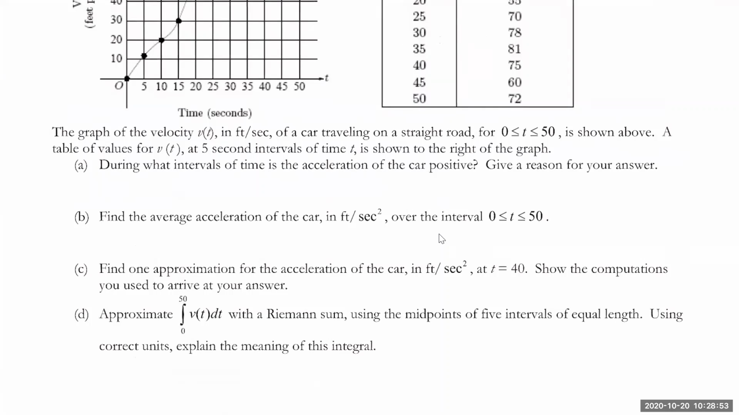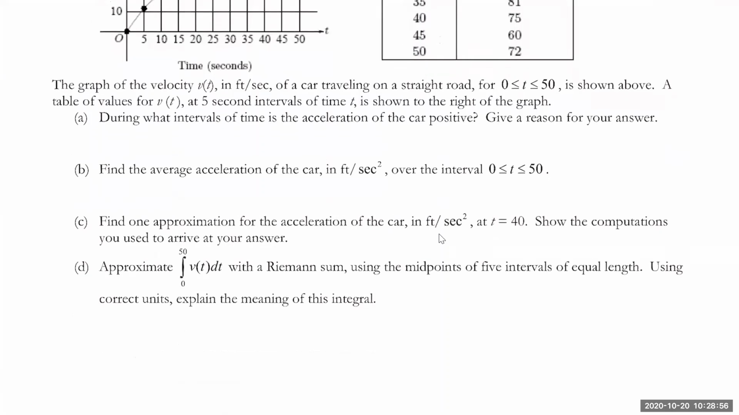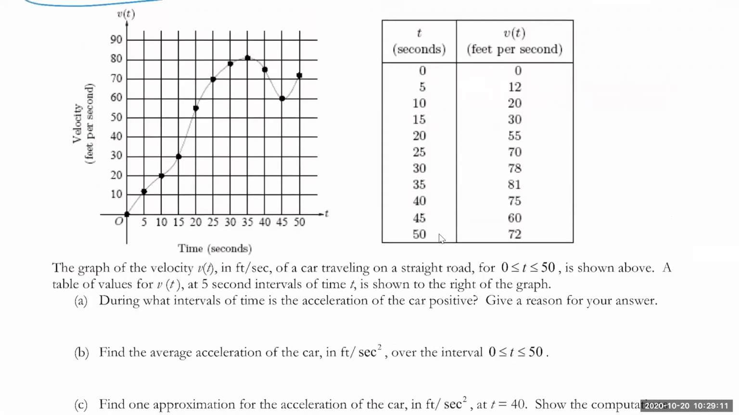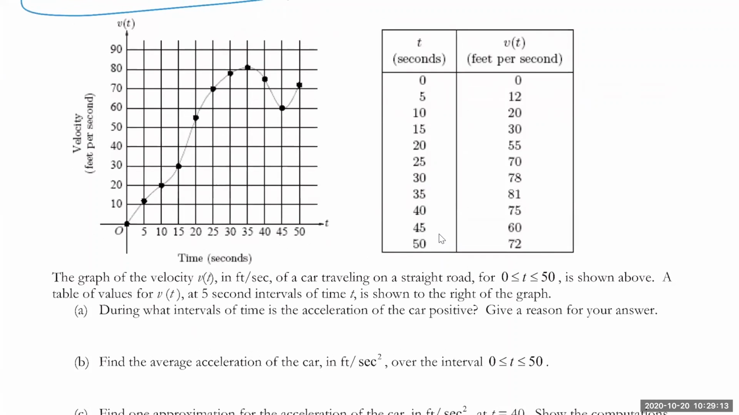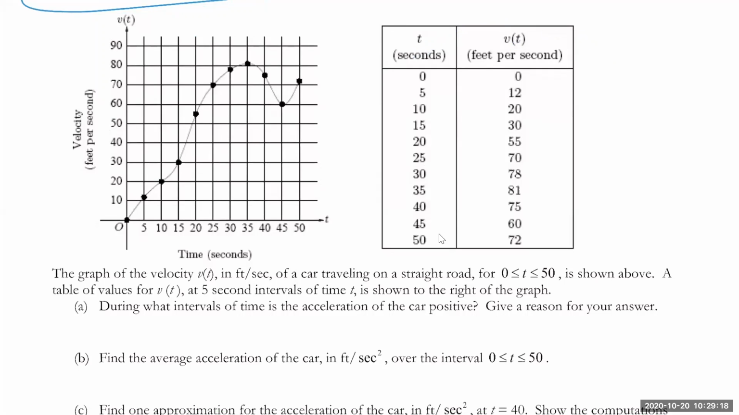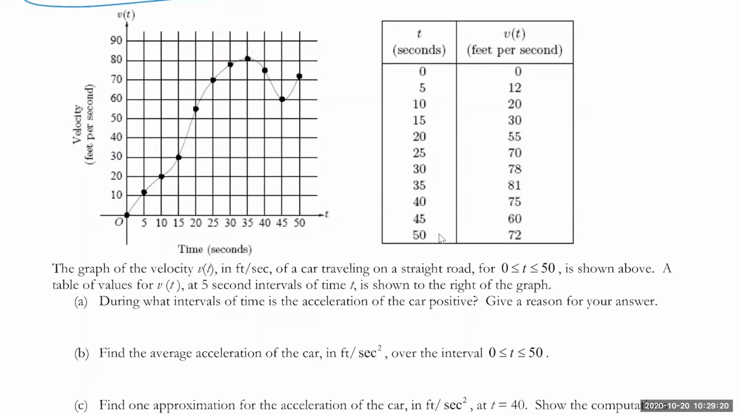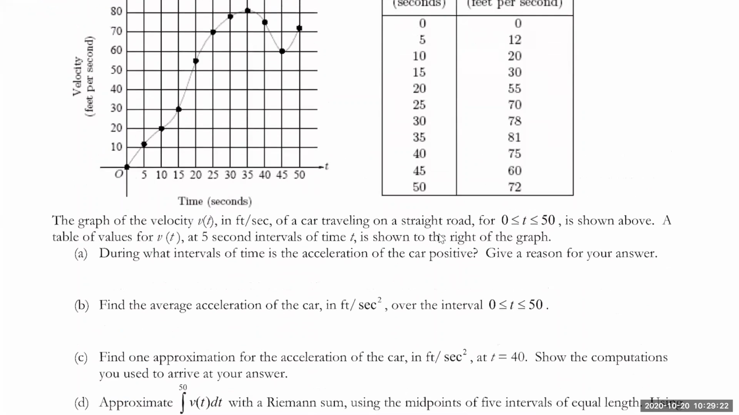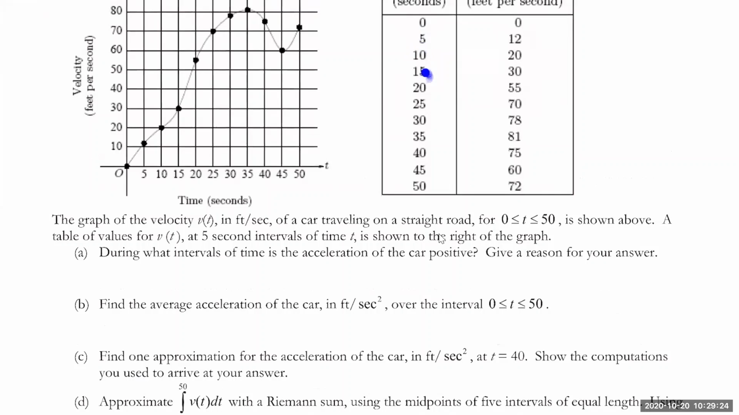Okay, so here they want us to approximate. Notice that now they introduce this idea of an integral. When I read this integral, this is saying find the area underneath the curve of V of t on the interval from 0 to 50. If I look at my graph, they not only provided me a table of values, but they also gave me the graph of the velocity function. All of these points are plotted over here on the left, and the intervals you would notice are jumping by 5s.